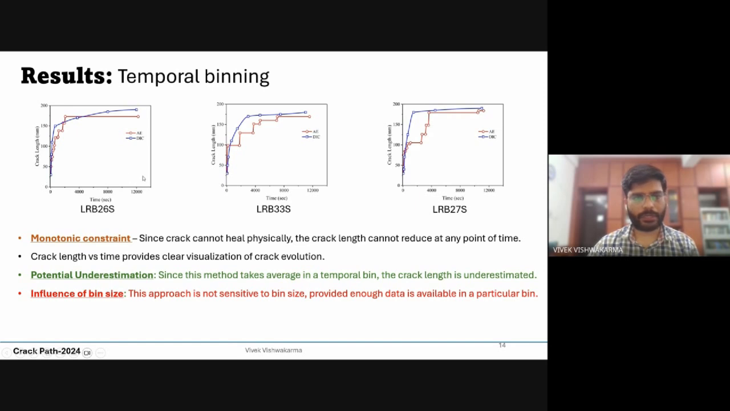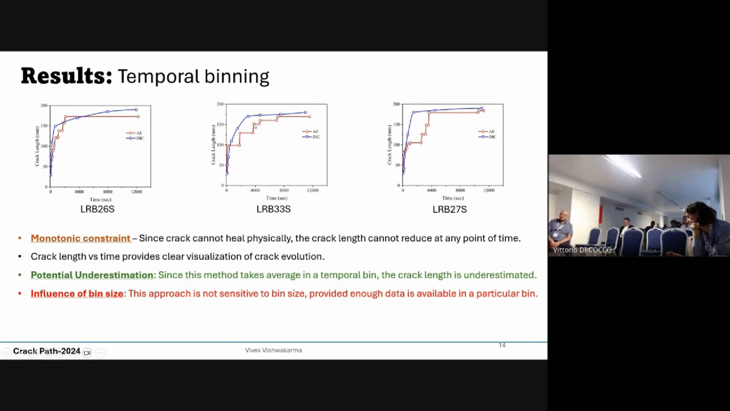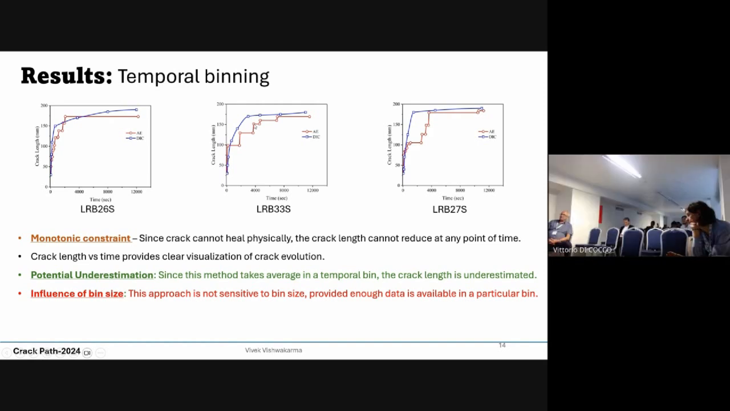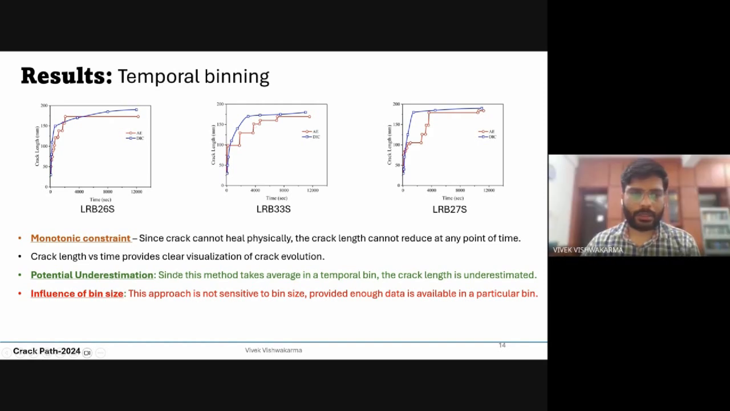So if you see the curve, there is a potential underestimation of crack length. This is the original crack length at this point of time, but the AE is predicting a little, not little, a little less crack length. So this is actually the problem of averaging. You are averaging your data over 100 seconds. So this is going to introduce some bias in your results. So I'm trying to refine this, and hopefully I will do that.